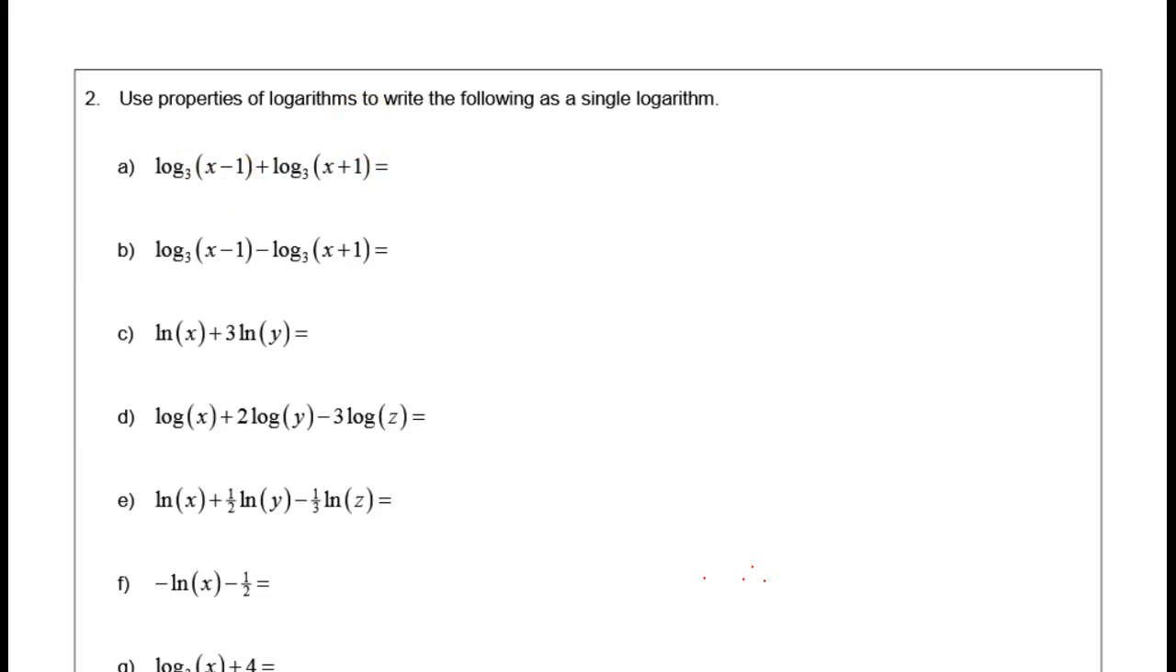I have log base 3 of x minus 1 plus log base 3 of x plus 1. Anytime I add two logarithms that have the same base, I can rewrite it as a product of those two. So this is going to be log base 3 of the quantity x minus 1 times x plus 1.